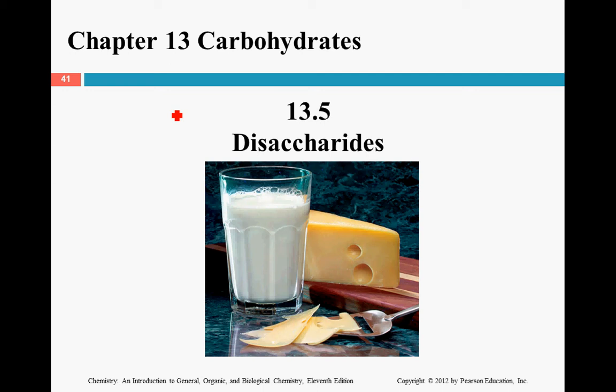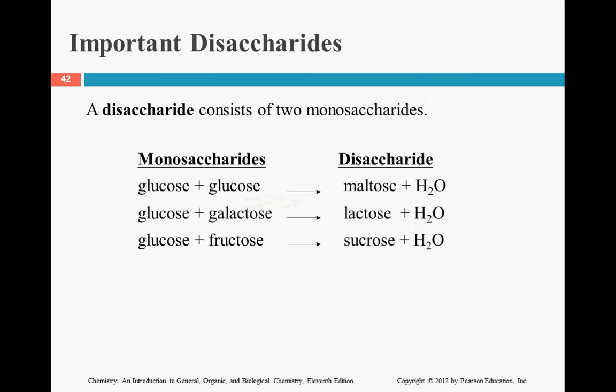The fifth section of this chapter is all about disaccharides. Notice the prefix di. That means two. Remember the word saccharides means sugar. So we're talking about sugars that contain two saccharides, two individual sugars. These are the three that we will be talking about: maltose, lactose, and sucrose.